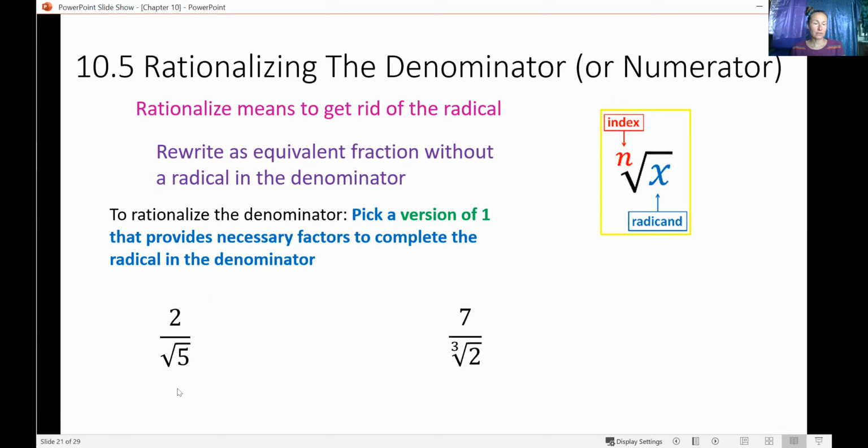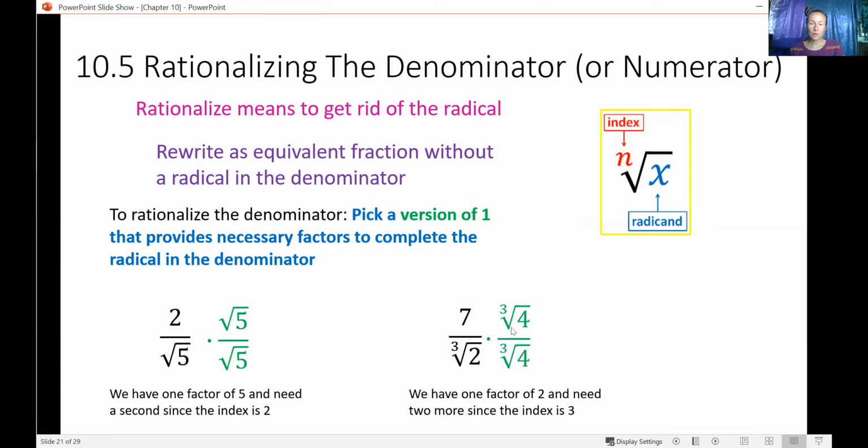So when we look at our first guy, this 2 over the square root of 5, since this is a square root of 5, we need another square root of 5 to make it a perfect square so that we can get rid of the radical. So here we're going to multiply by this version of 1, that is the square root of 5 over the square root of 5, because that second factor of square root of 5 makes the denominator a perfect square, and then we can get rid of that square root. Okay.